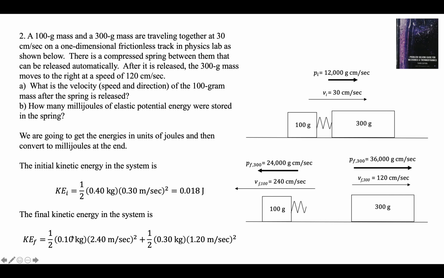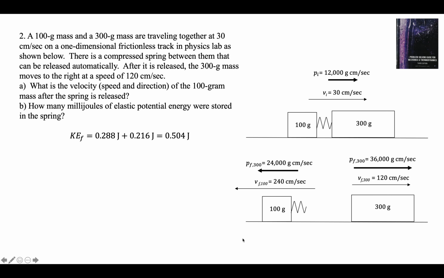The final is the kinetic energy of the 100 and the kinetic energy of the 300. There's the 100 gram mass. 240 centimeters per second is 2.4 meters per second. We can plug in the numbers and calculate it. We get 0.288, 0.216. The total final kinetic energy is 0.504 joules.